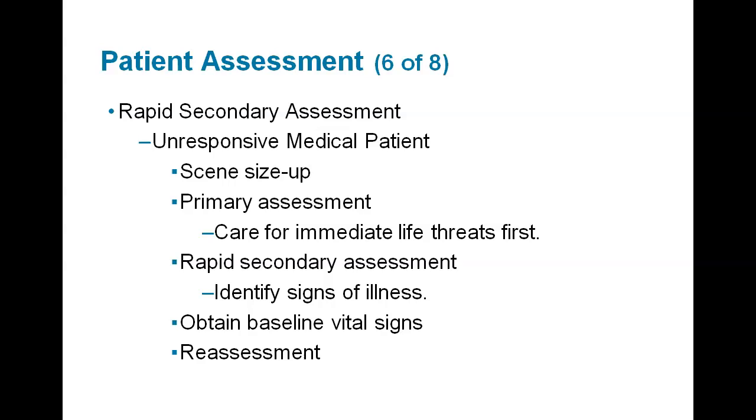Okay, so for an unresponsive medical patient, again, we always start with the scene size up. That's what we do first. So once the scene is safe, we enter the scene and we perform the primary assessment, so assessing our ABCs. And because the patient is unresponsive, we are going to perform a rapid secondary assessment. So this is what we're doing to identify any signs of illness. You're going to obtain the baseline vital signs. So remember, that is the first set of vitals that you take, and then you will perform a reassessment.